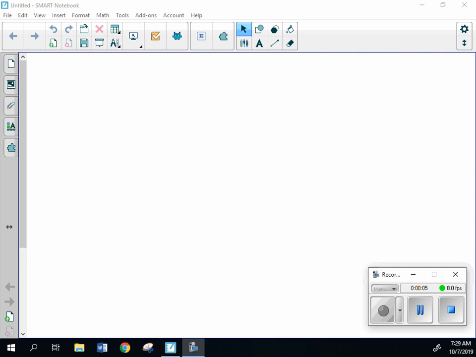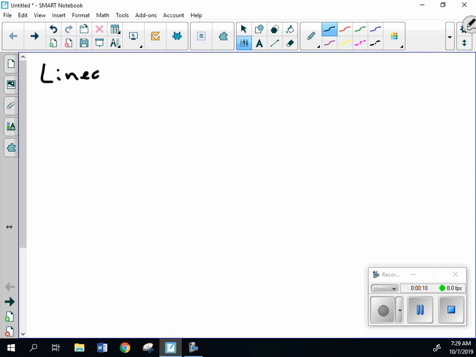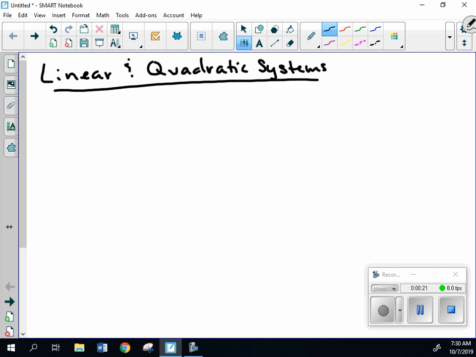Our last thing that we're going to be looking at in our quadratic unit is linear and quadratic systems. Now, we know that a system is two or more equations in which they have a common solution, or infinitely many solutions, or a no solution situation. In this case, we're going to be looking at where one equation is a line and one equation is a quadratic. Now, you can do this by graphing, you can do this by substitution or elimination.